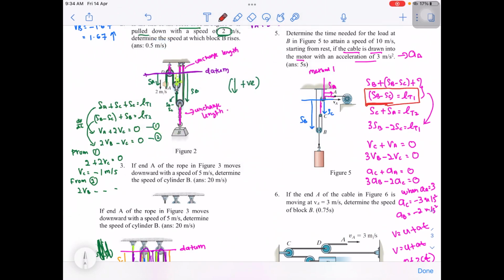Link yang ni ke? Betul. SB tolak SC. SB yang mana? SB tolak SC tu ialah between two pulley kan. Ya, betul. Itu bukan constant rasa. Oh tak, berubah. Dia constant kalau dua-dua puli tu dekat wall. Dia tak constant. Kalau motor tu tarik tali tu, dia akan pendek nanti.